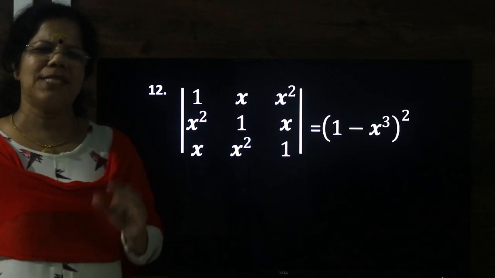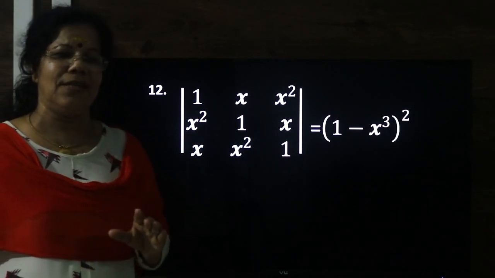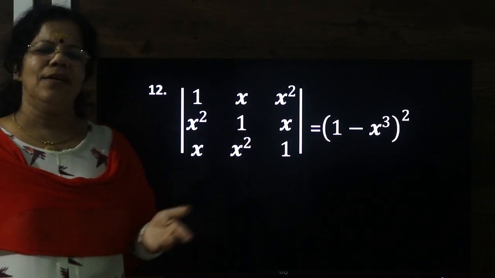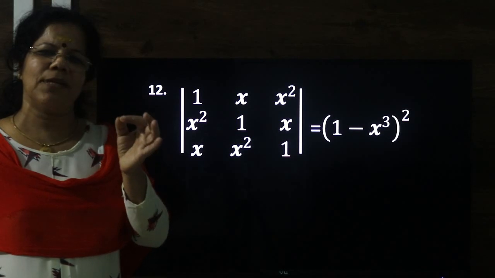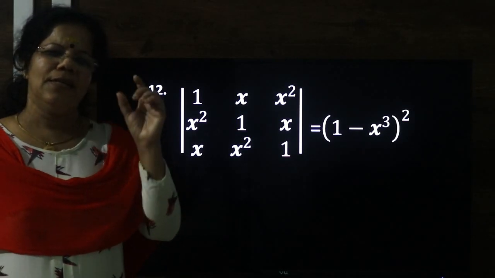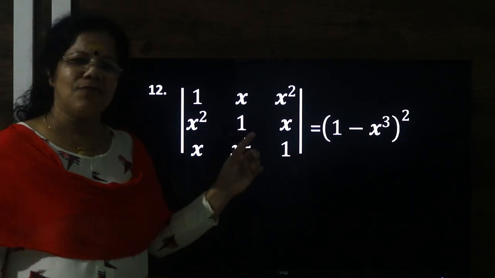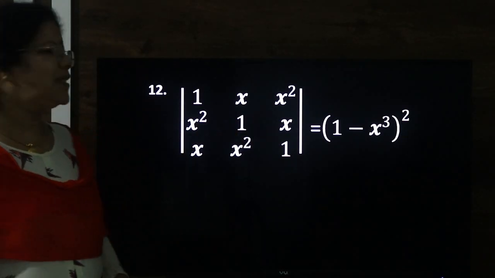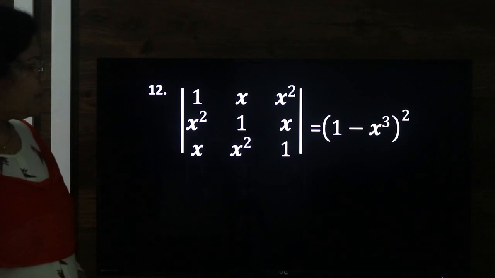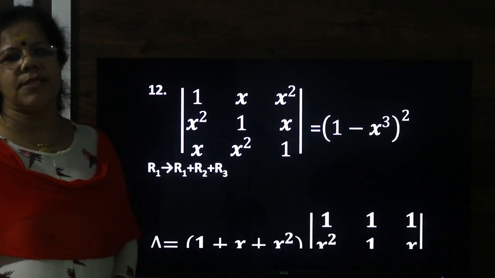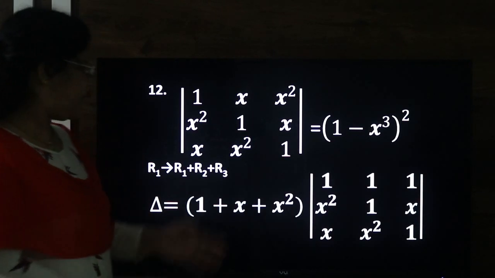If we don't select the method or operation properly, how lengthy it will be, and sometimes if the proper methodology, the proper idea strikes, how easy it is. Right? This we will do in two different ways. Let us see. Now the first one, it is R1 changes to R1 plus R2 plus R3, as I told you. I don't explain much.